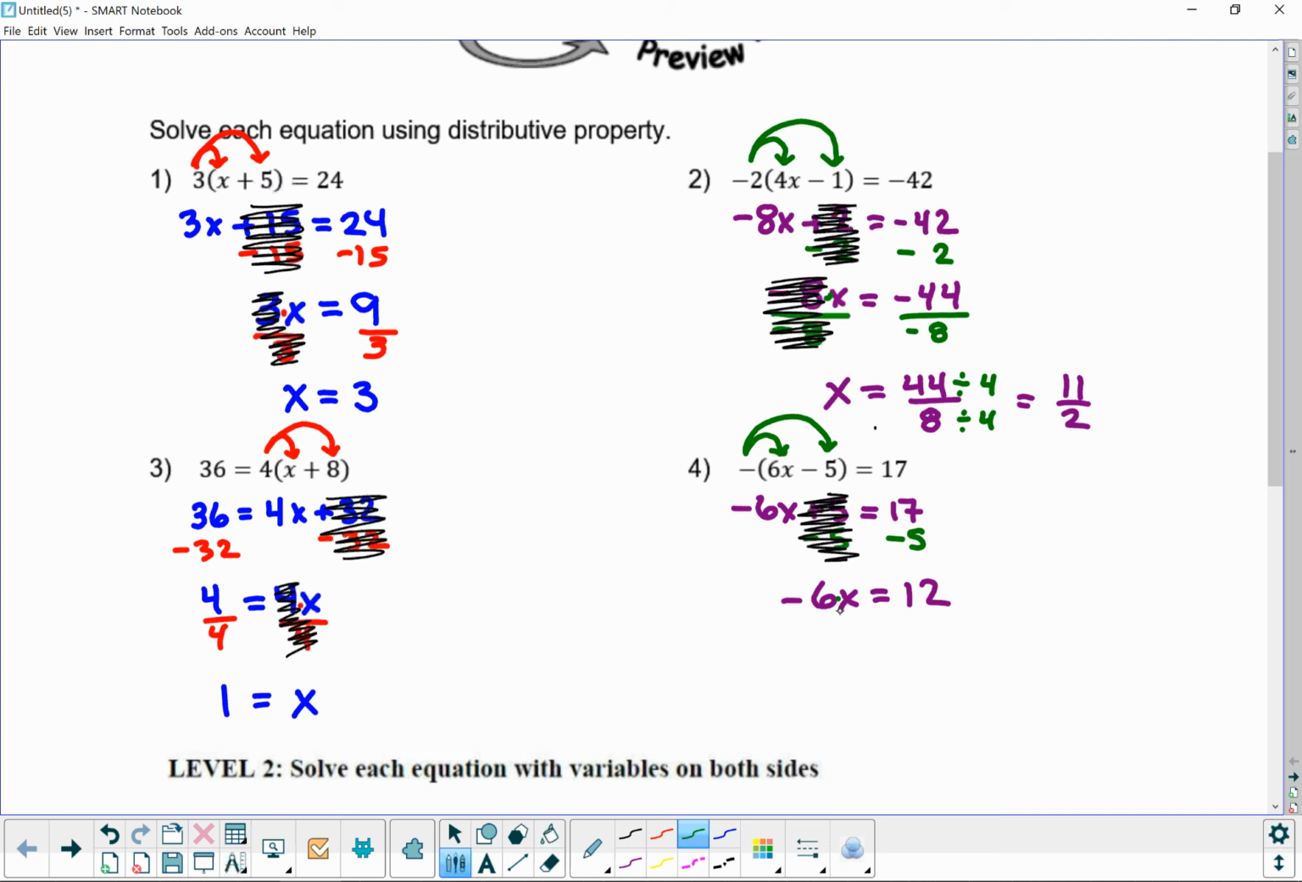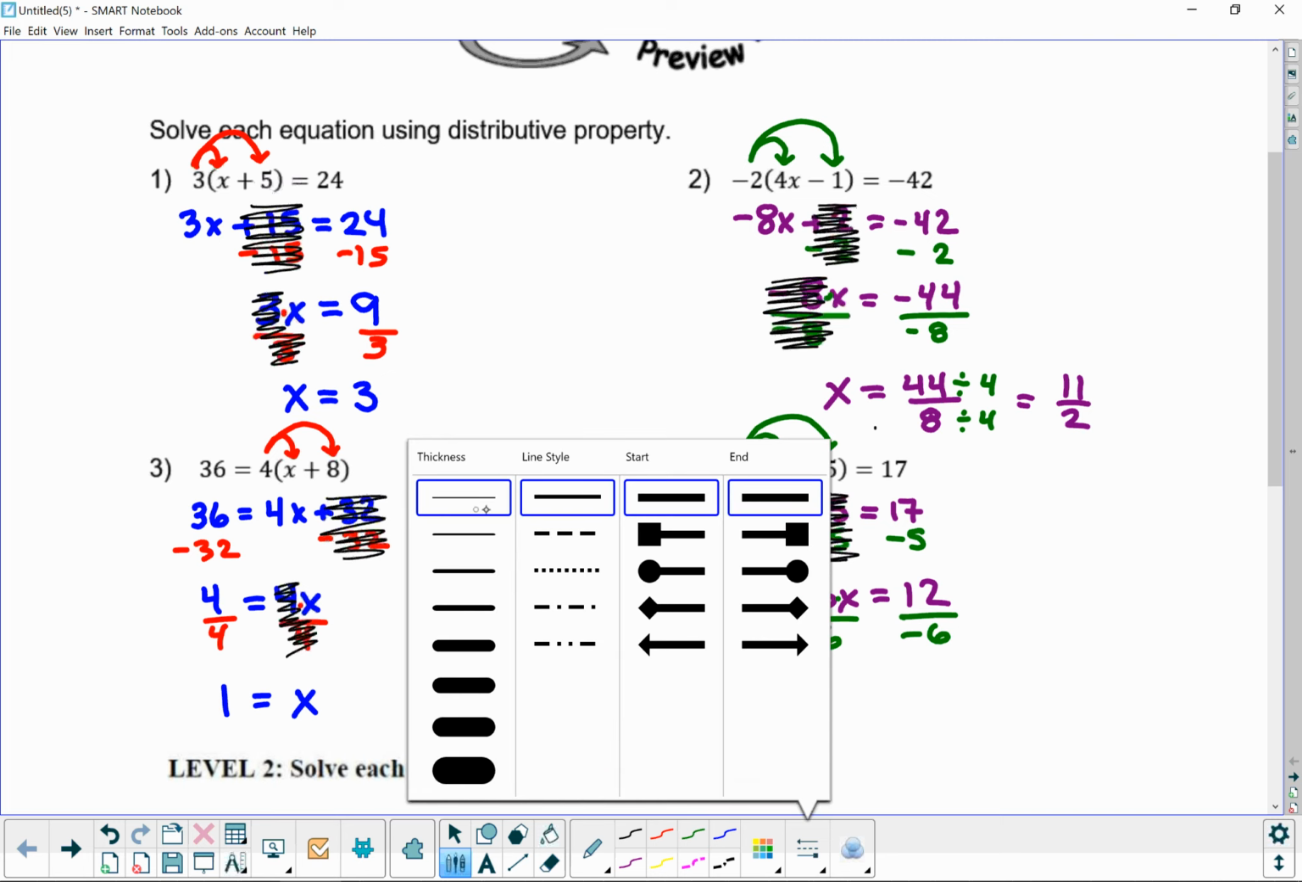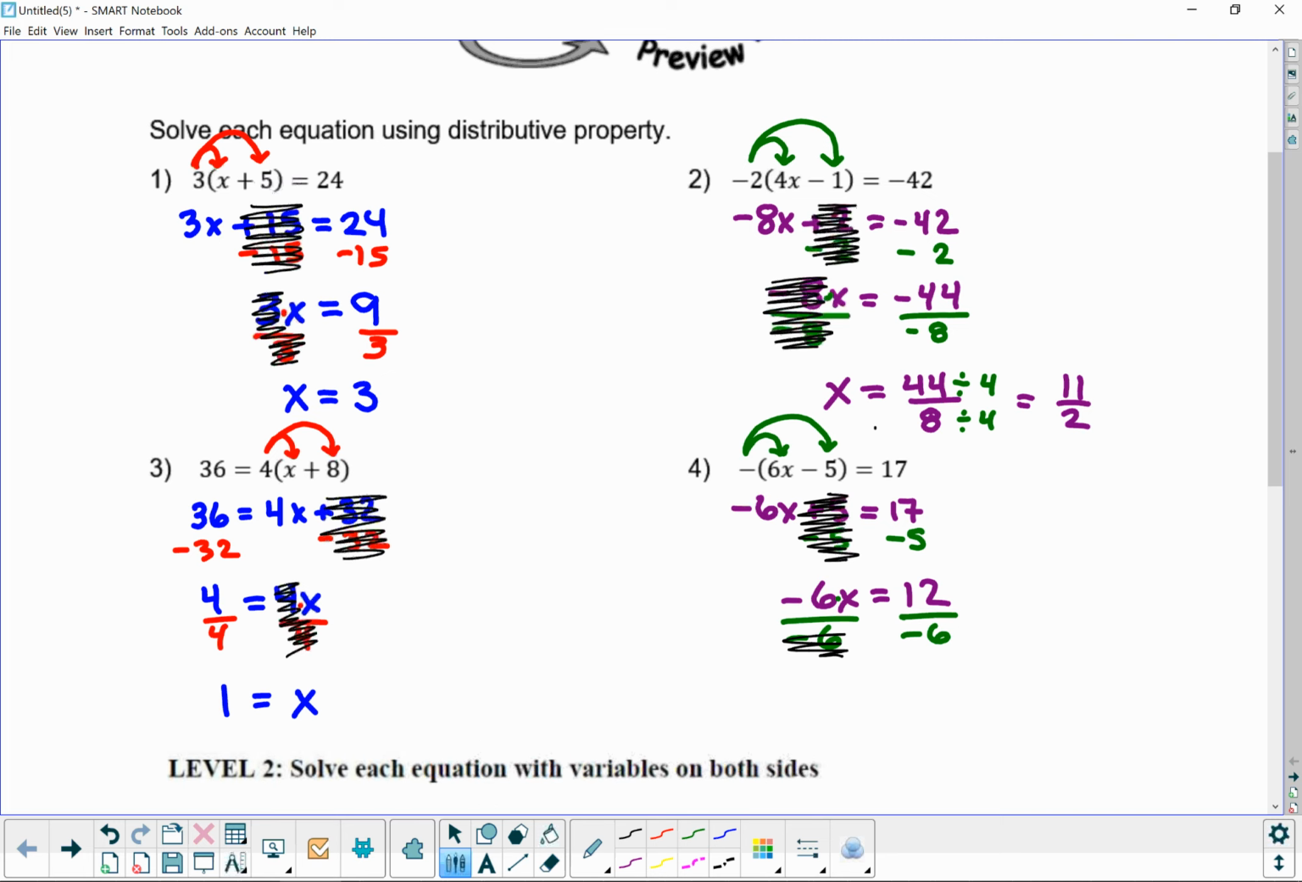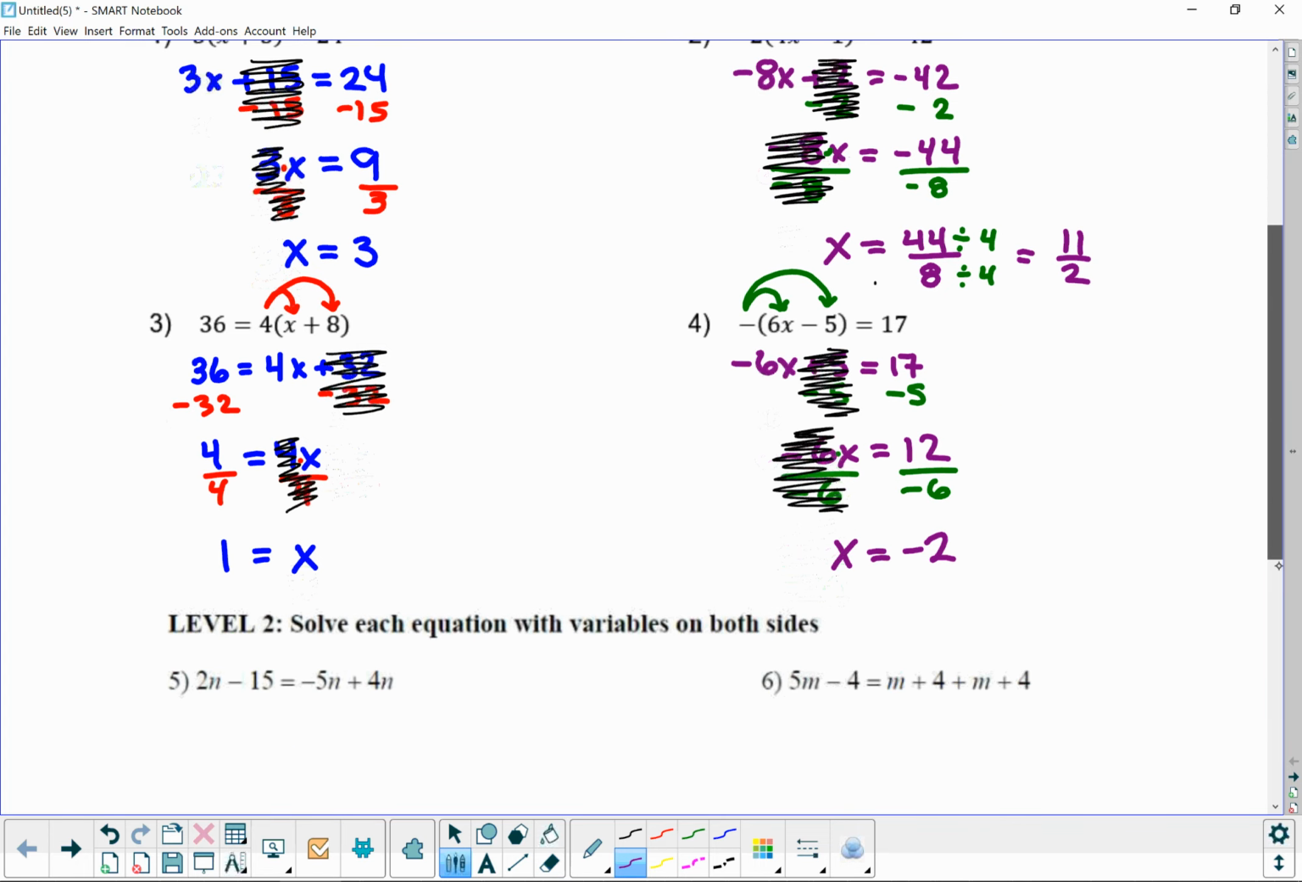It's actually a times negative 6. So the inverse of times negative 6 is actually divide by negative 6. Divide by negative 6. And that's going to allow you to cancel these negative 6's out. You're going to be left with x equals negative 12. 12 divided by negative 6 gives you negative 2. Okay, that's your first 4.